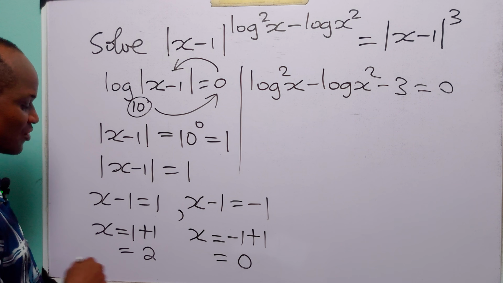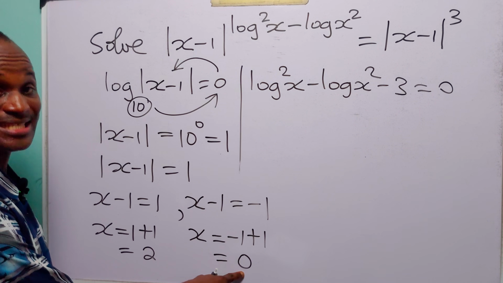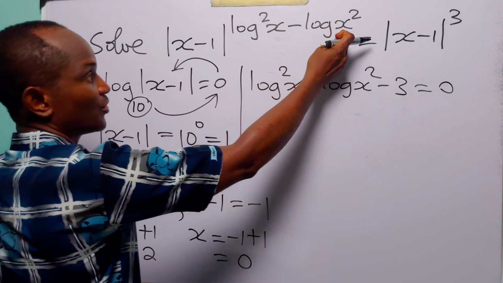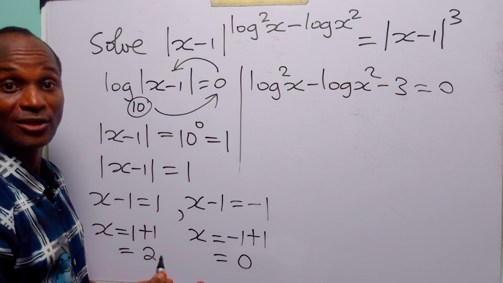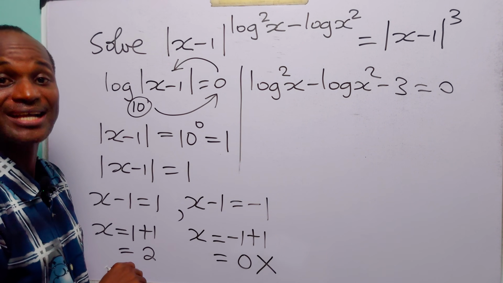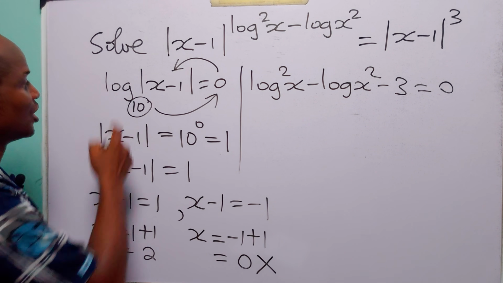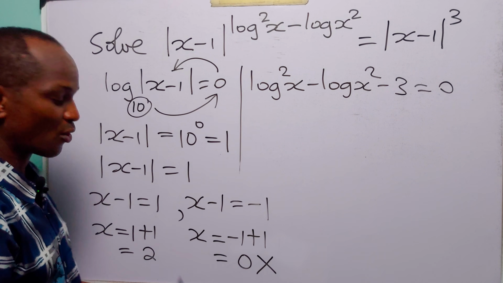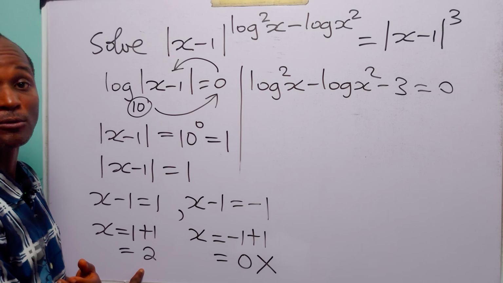So we have two values of x. We have 2 and 0. But now let us go back to the original equation. You know that 0 cannot be the argument of a logarithm. So that means that this value of x is unacceptable. So from this equation, we have only one acceptable value of x, which is x equal to 2.